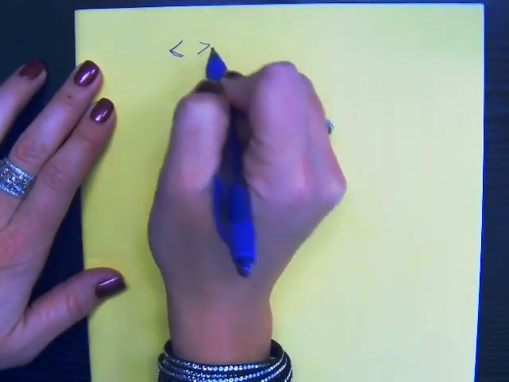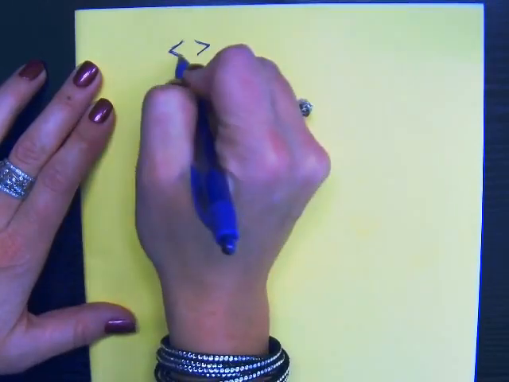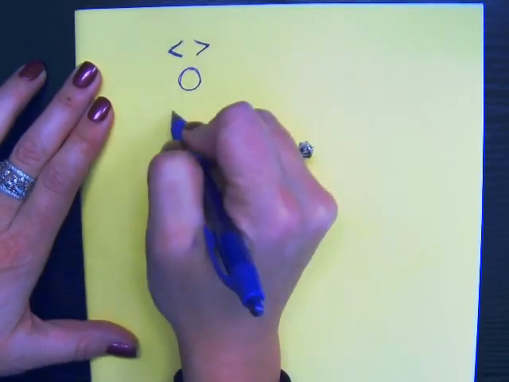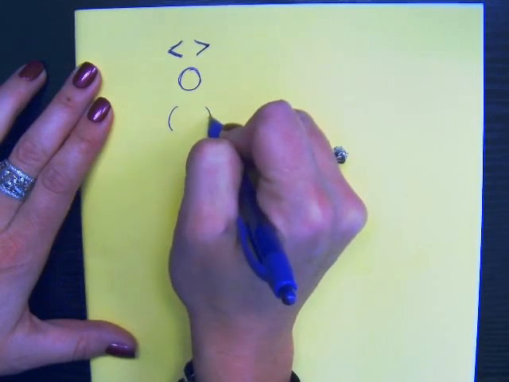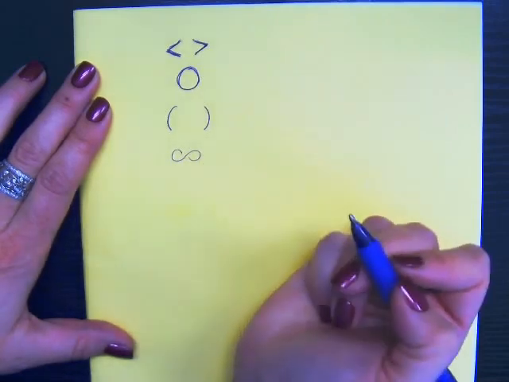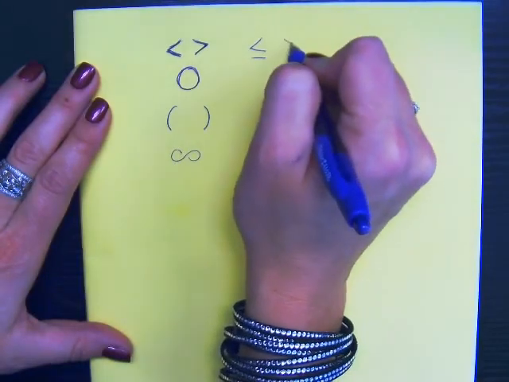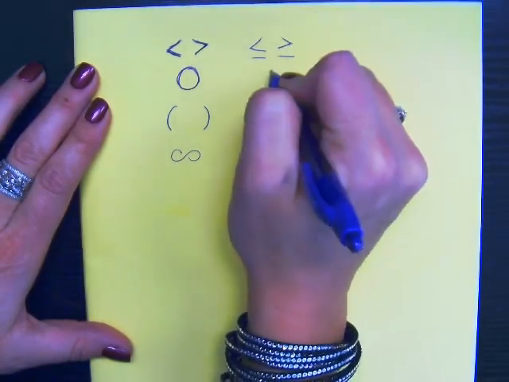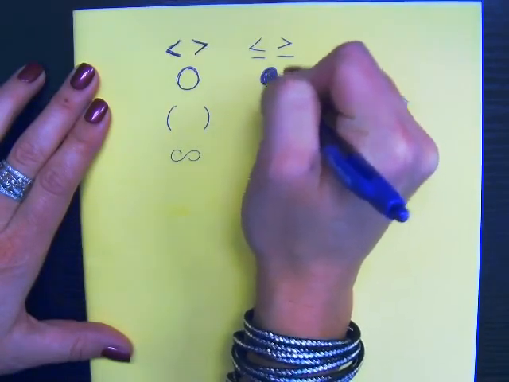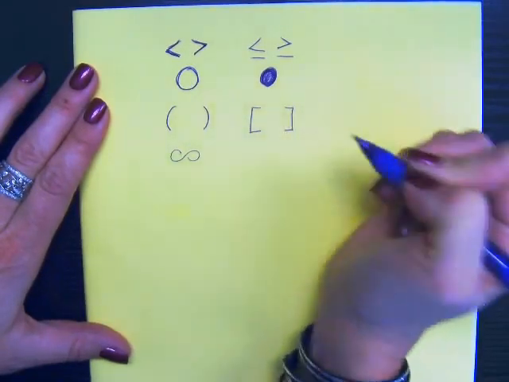We have less than and we have greater than. Those symbols deal with a graph that has an open circle. It deals with an interval notation that has parentheses. And these things always go with infinity signs as well. We also have the less than or equal to, greater than or equal to symbols, which pair up with your closed circles for your graphs and your brackets for your interval notation.